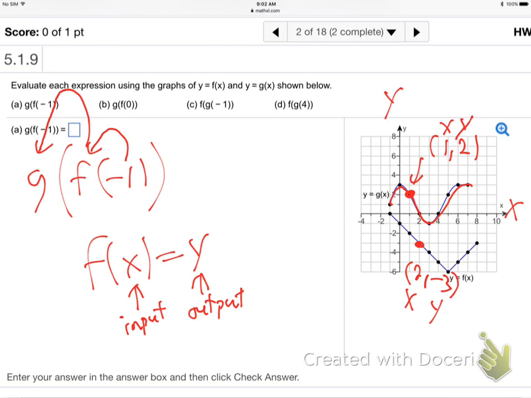And that was by common agreement. The math science world just said, hey, let's just make it this way. Whatever comes out of a function, we're going to call those y values. Whatever goes in, we're going to call those x values. Just what they did.